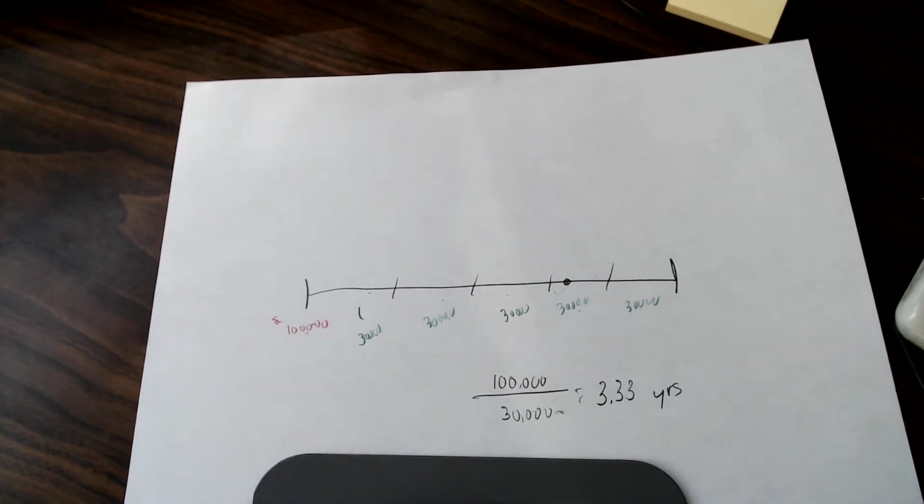So now, what about uneven cash flows? What happens if that's the case? So I'm going to take another one and set it up here.